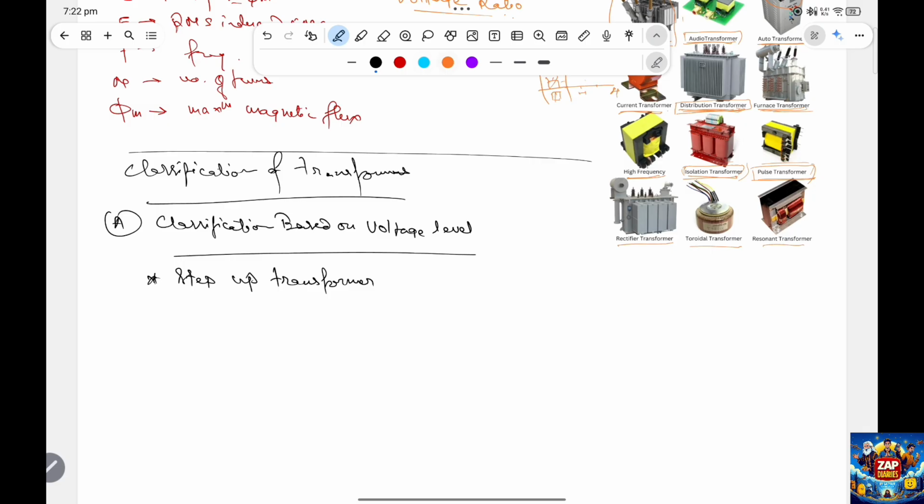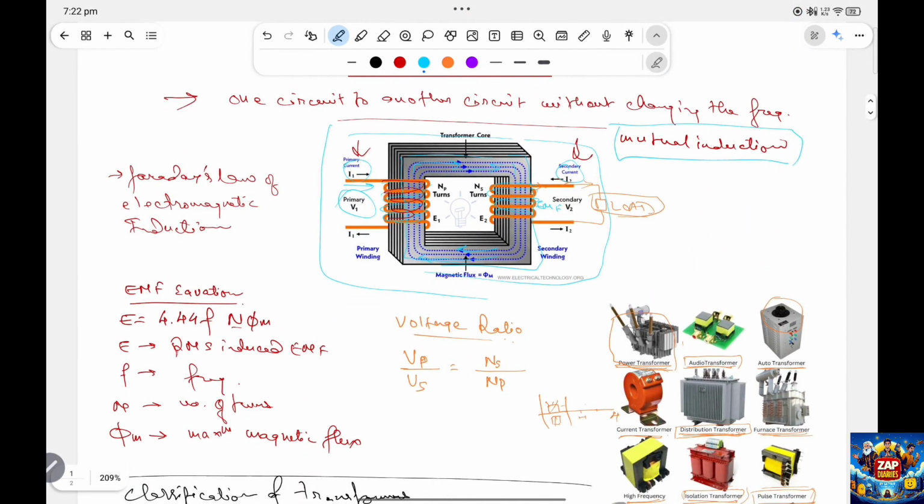So, what's the purpose of a step-up transformer? It increases voltages. Say like this diagram I will try to explain. In the primary side we have 1 2 3 4 5, like 5 number of turns, and over here we have 1 2 3 4, 4 number of turns. So ideally this transformer is a step down transformer.